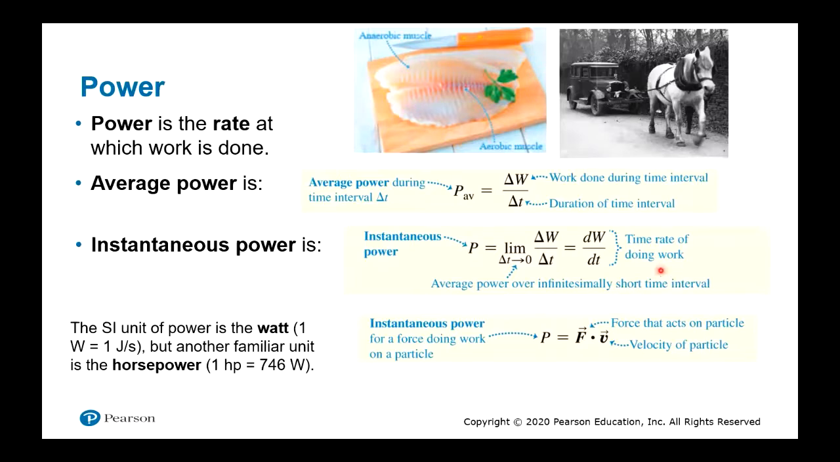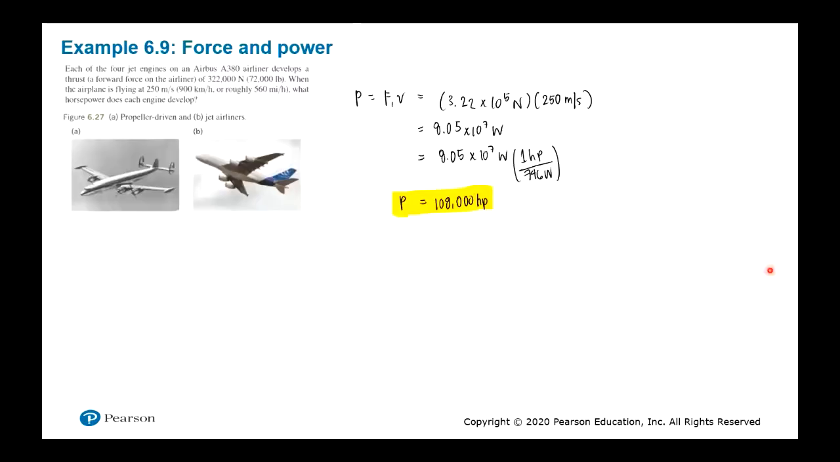So in the image of this fish above, it shows that the darker muscle here is used for sustained swimming. So this is the aerobic metabolism. And the lighter ones are used for brief bursts of speed. So this is your anaerobic muscle, okay? All right, so just a little fun fact.